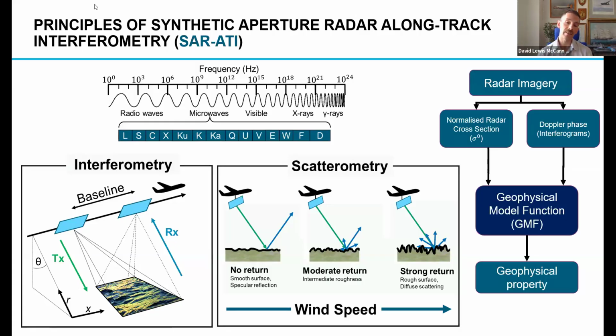line of sight. And then the second process is scatterometry, which is simply the measurement of the returned power of that microwave radar signal as it scatters off these same scatterers on the sea surface. And this correlates very strongly with wind speed. So in order to get our geophysical properties that we care about, in this case ocean surface currents and wind, we have to take our measurands, which are our normalized radar cross-section from our scatterometry and our Doppler phase, our interferograms from the interferometry. We mix these with a geophysical model function, and then out the end, we get our geophysical properties.